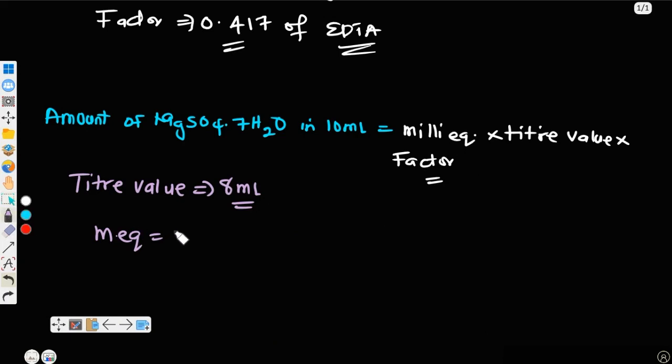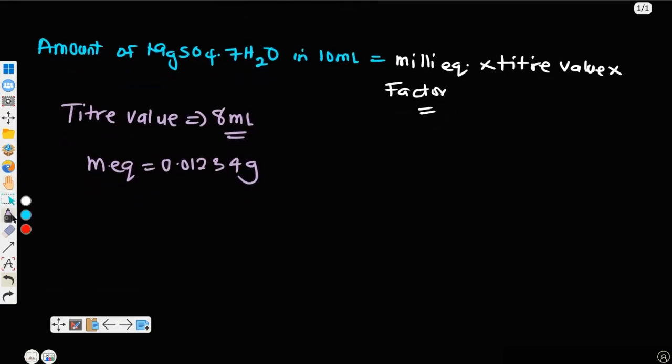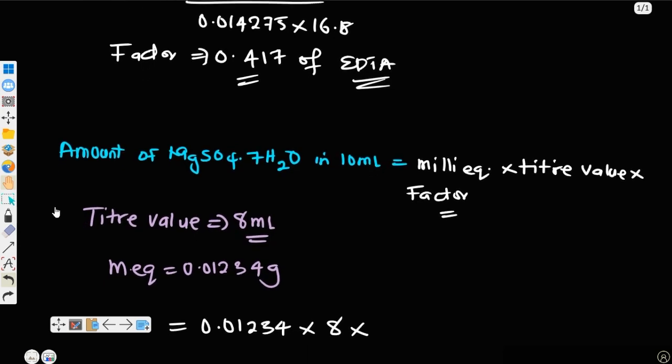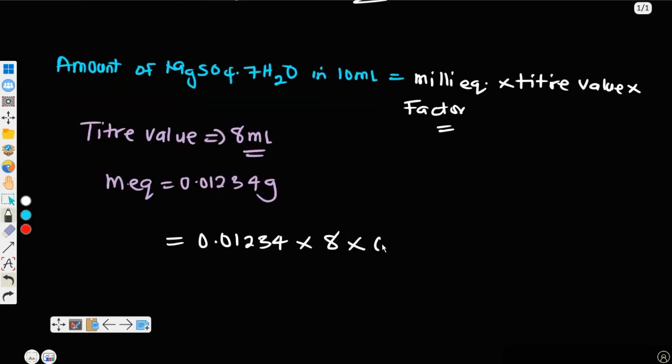So this is 0.01234 gram. Is that okay? So the amount of magnesium sulfate in 10 mil will be your milli equivalent, 0.01234, times the titer value. The titer value is 8 mil times your factor. What was the factor of EDTA we calculated? 0.417. So we multiply by 0.417. Is that okay?